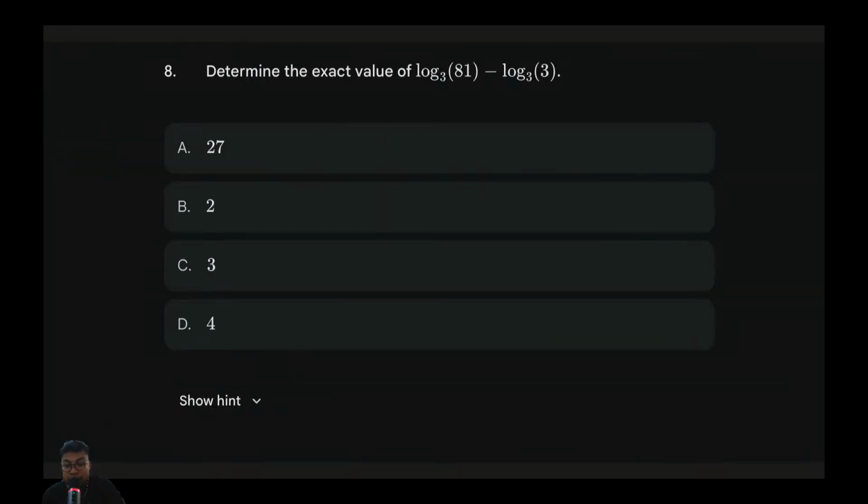What about the next, number 8. Number 8, they want us to find the exact value of log base 3 of 81 minus log base 3 of 3, right? We can apply the subtraction of log. Subtraction of log equal to log of divisions, which means when we have the same base like this, we can combine into 81 over 3. So that means log base 3 of 27.